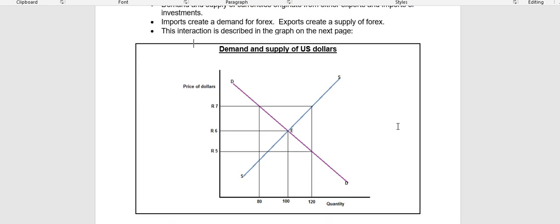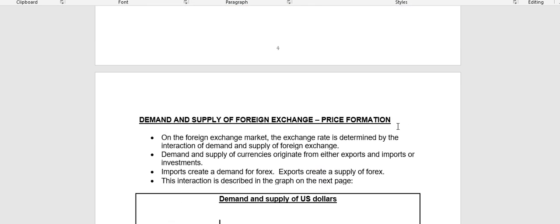Okay, so the next important thing that we're going to look at is the demand and supply of foreign currency. In other words, how are foreign currencies formed? The exchange rate, how is the exchange rate formed? The price formation. The price of one currency in terms of another is the exchange rate. So we want to see now exactly how the exchange rates of different countries are determined.